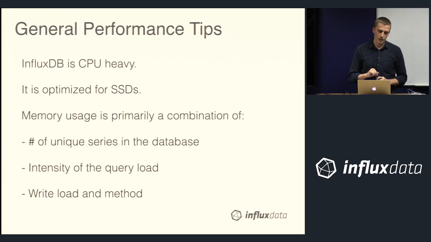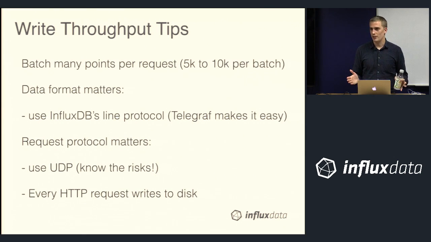And then the final contributor to memory usage is write load, and this is also up for improvement. HTTP load does a number on InfluxDB memory usage because it will fsync on every request. I don't know if anyone's played around with write throughput on InfluxDB, but you'll find that you always want to batch as many points as you can per request, and reduce the overall number of requests, especially if you're using HTTP.